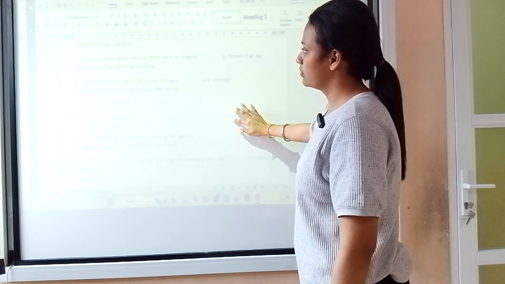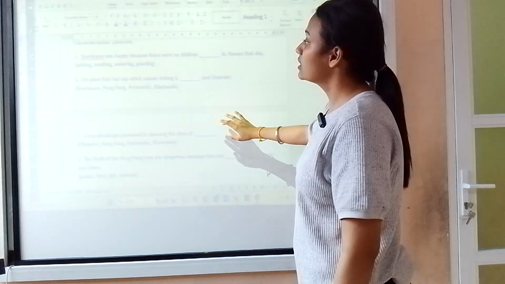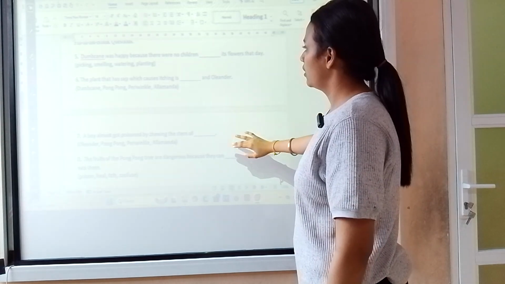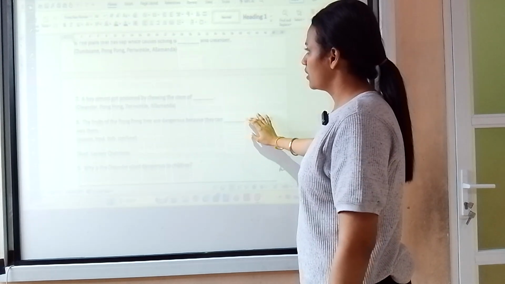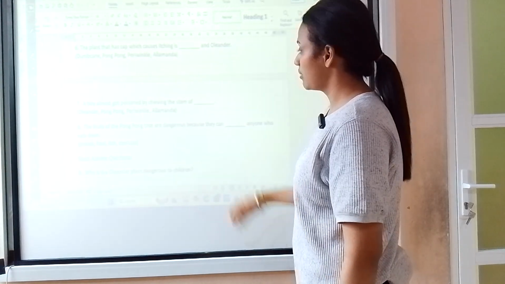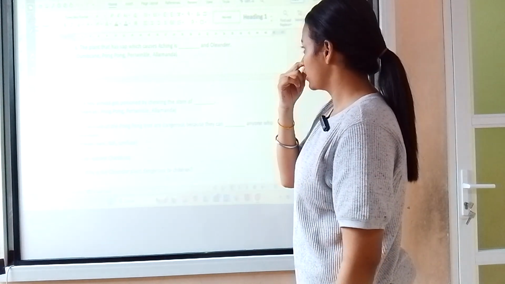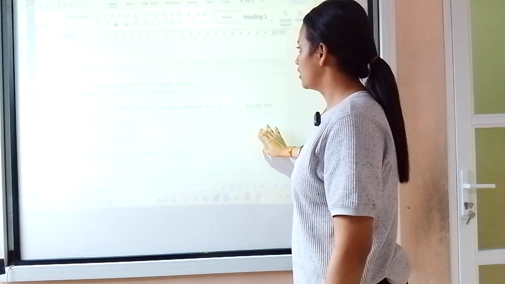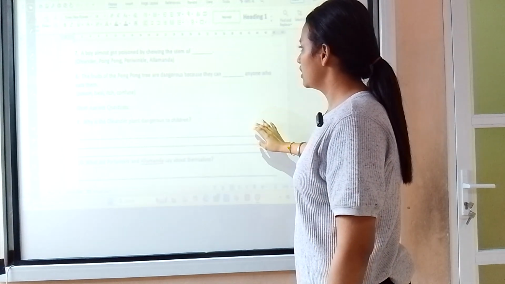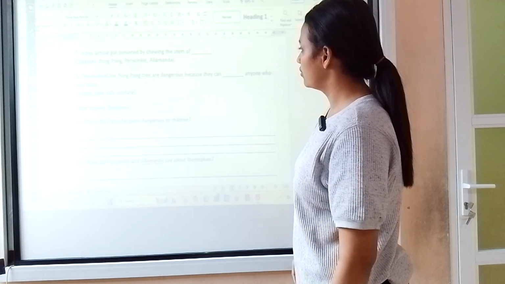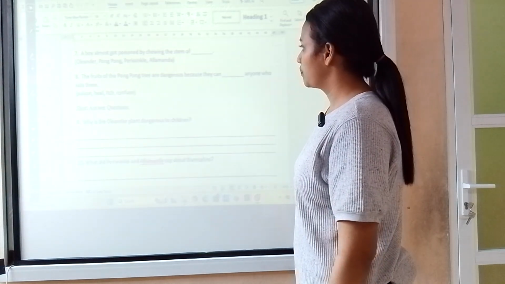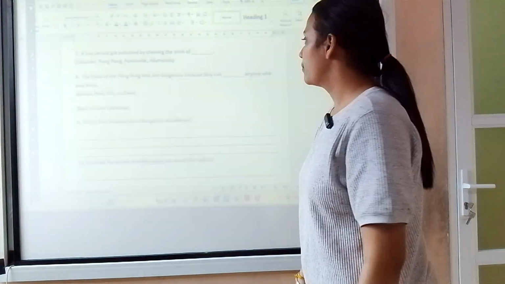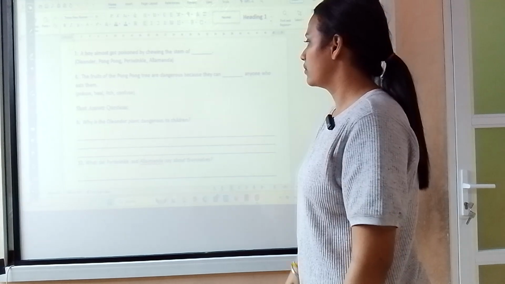Next, Duncan was happy because there were no children picking its flower that day. Next, the plant that has sap which causes itching is Duncan and oleander. A boy almost got poisoned by chewing the stem of oleander, miss. The fruit of the pompon tree are dangerous because they can poison anyone who eats them.